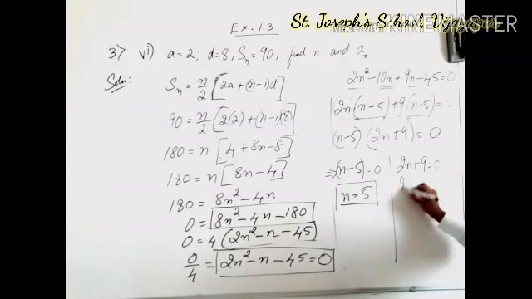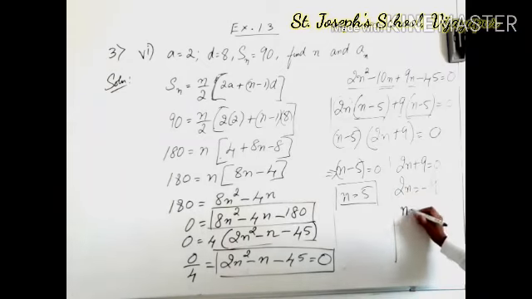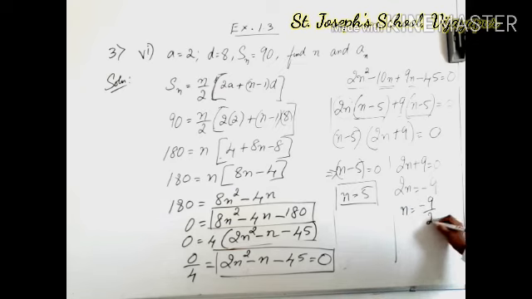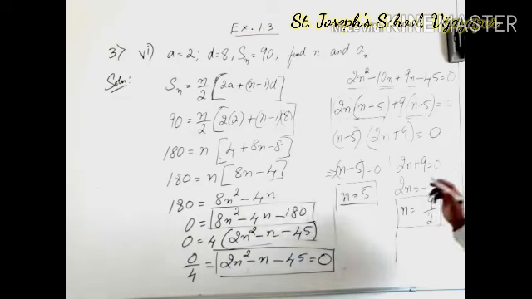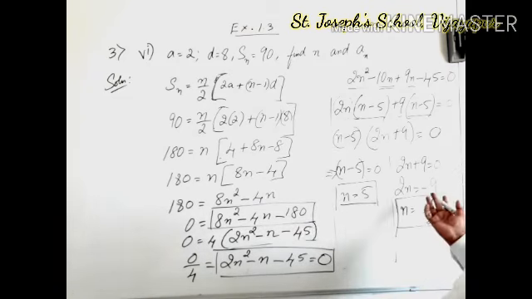In that case, 2n is equal to minus 9, as plus 9 goes to the other side and becomes minus 9, and n is equal to minus 9 upon 2. But we will not consider this as a solution because the n value should always be a natural number, and this is not a natural number. So this is not the answer.